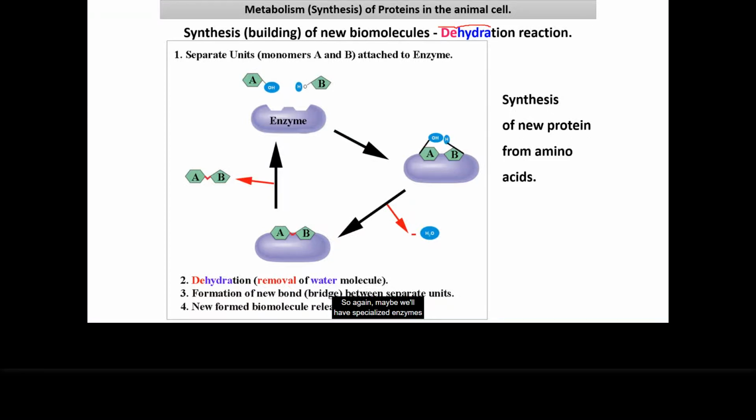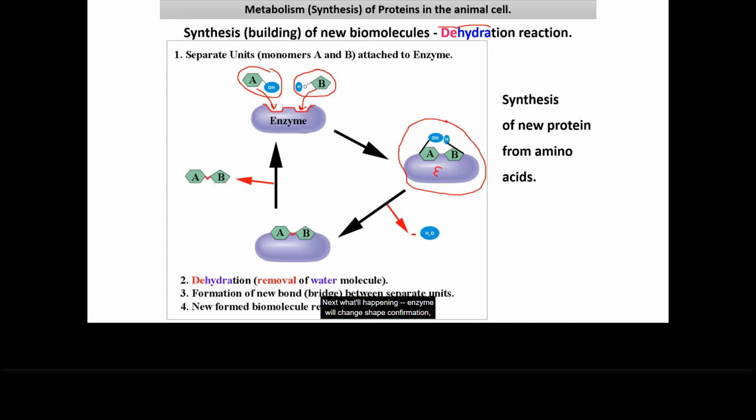So again, we will have specialized enzymes, and these enzymes will again have active sites with a specialized 3D shape for the basic units to attach to. So in this case, we will have two substrates. We have substrate A, for example, and substrate B. And these substrates will each be attached to their active site here on the enzyme, and they will produce an enzyme substrate complex.